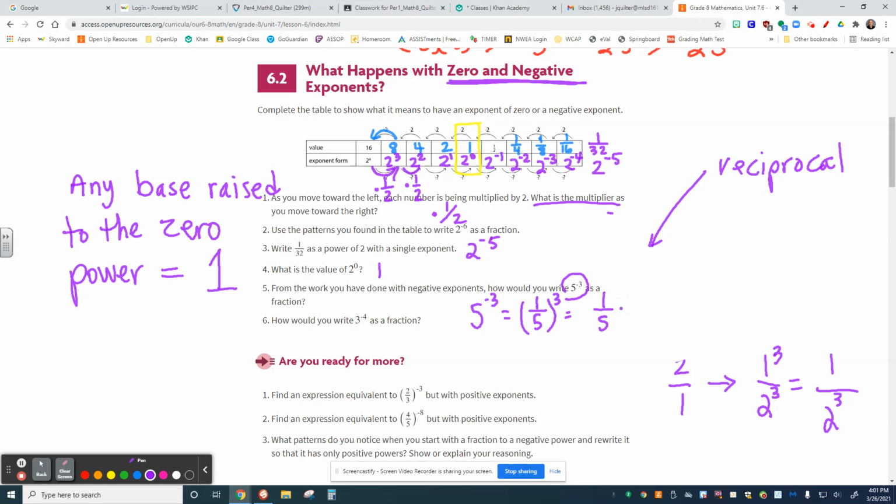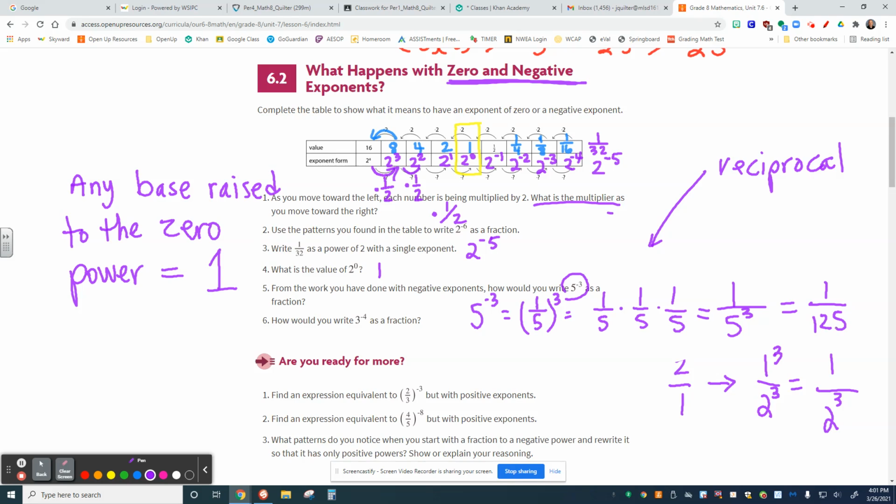1/5 times 1/5 times 1/5, which is just equal to 1 to the third power, or 1, divided by 5 to the third power. And if you needed to change this to just a straight out plain old fraction all by itself, this would be 1 divided by 125. That was a long way to explain that. So we should be able to do this much shorter on the next one.